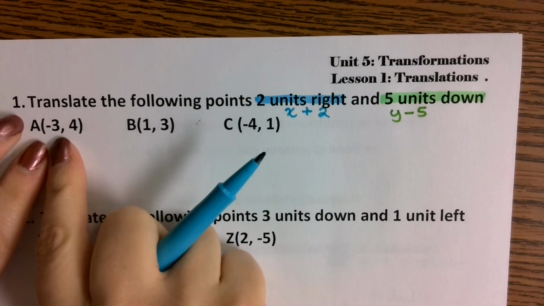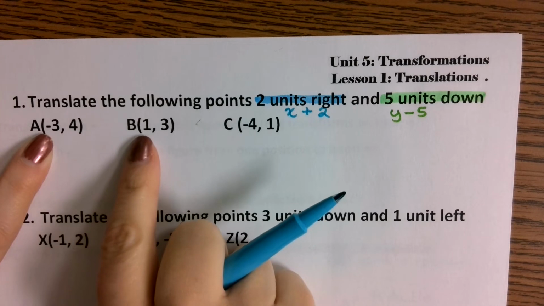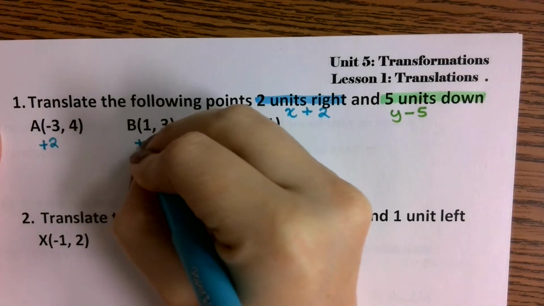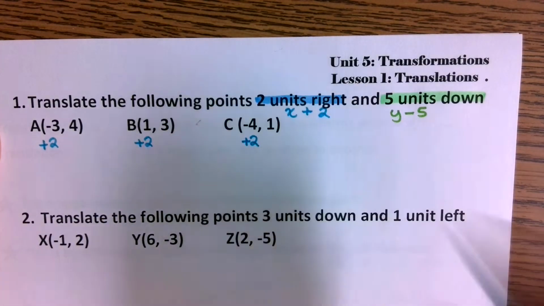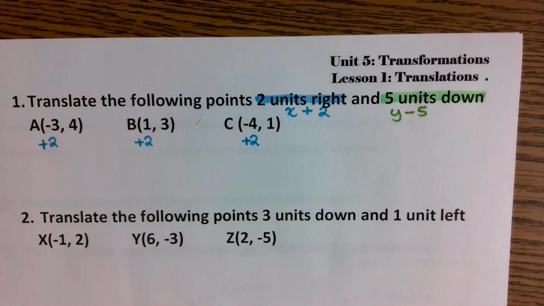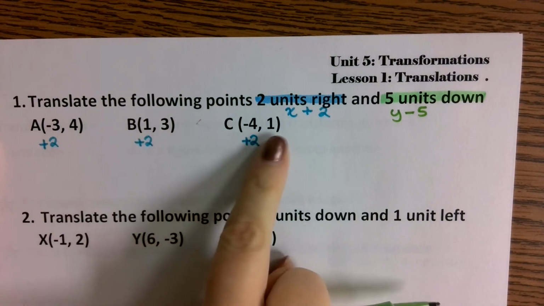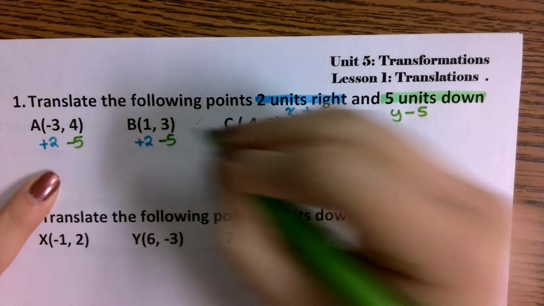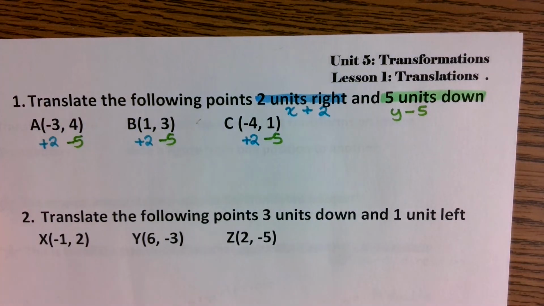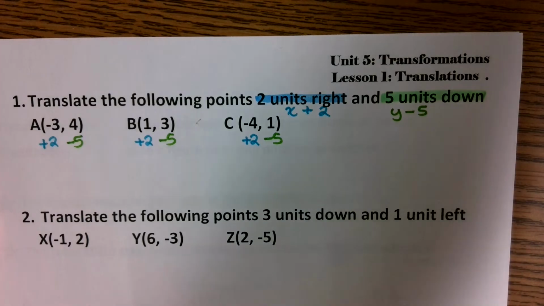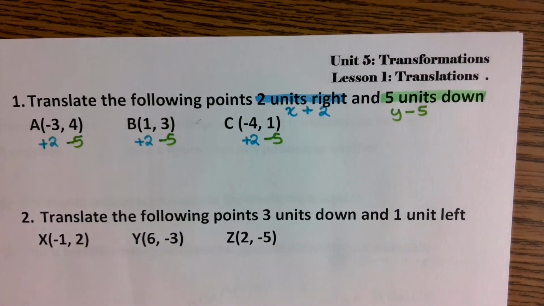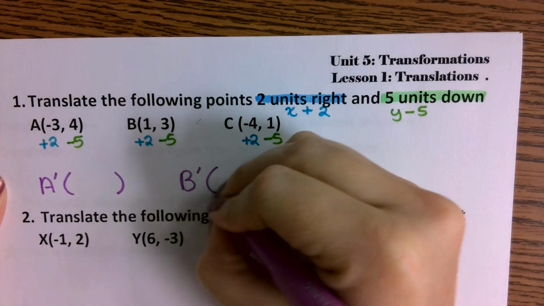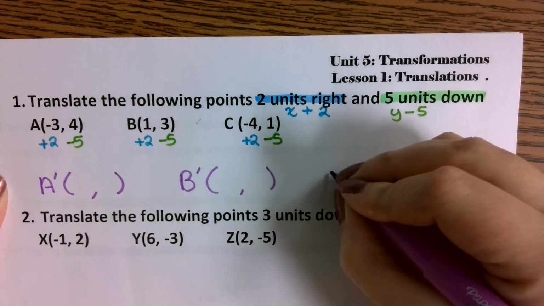So looking at each one of these points, each one of my x's happens to be the first value here. So I'm just going to put a plus 2 underneath each of them. And then where my y value happens to be, which is that 4, the positive 3, and that positive 1, I'm going to go ahead and write that I'm subtracting 5 away from those values. Okay, and once it's been translated, I then have my new points. I have my A prime, B prime, and C prime.